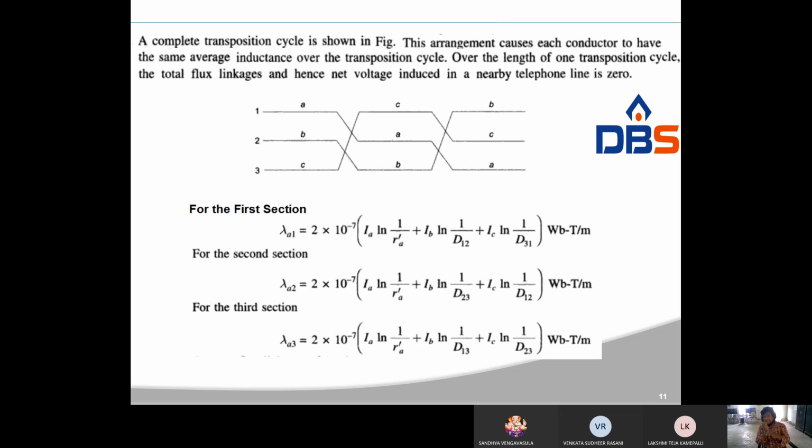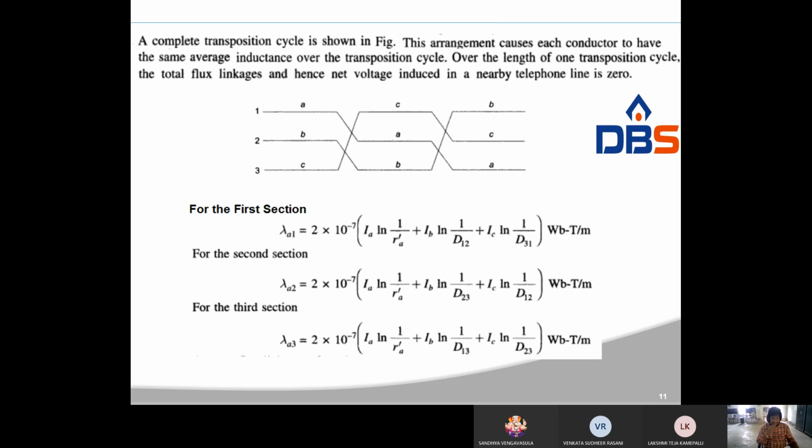Current is balanced, but the voltage drop is different. That's why we are doing transposition of transmission lines. By using this, we can reduce the telephonic interference also. That is a good, important question: how to reduce the radio interference in transmission lines by transposing the transmission lines.